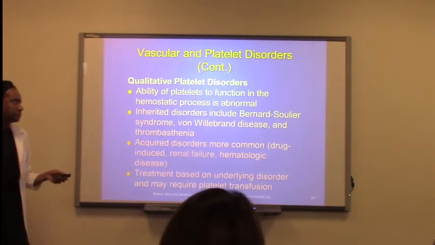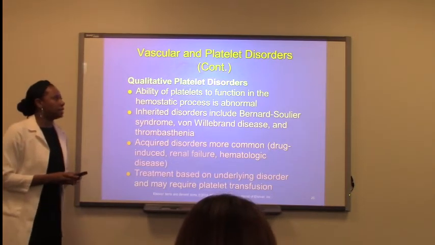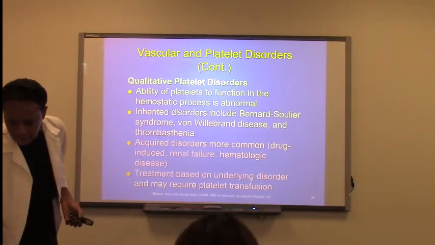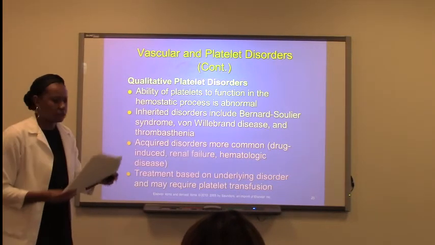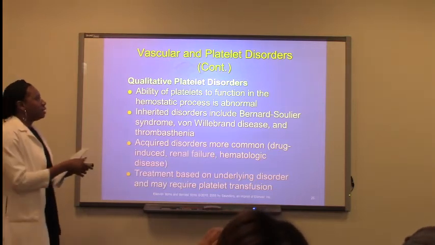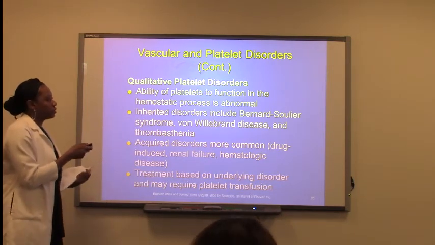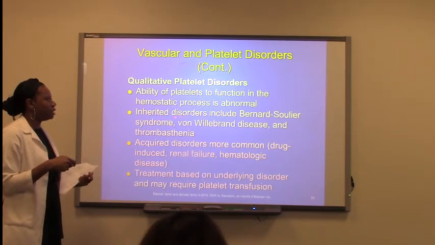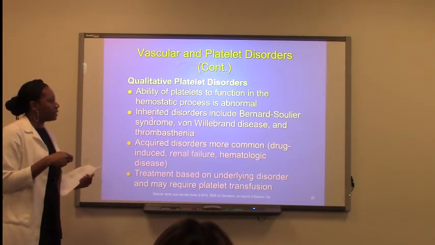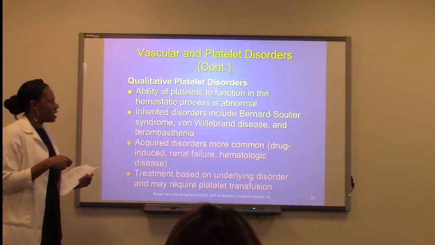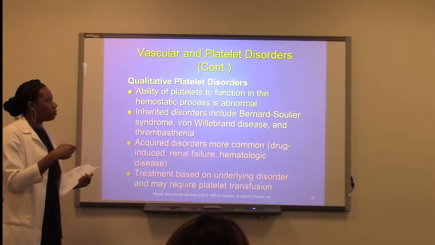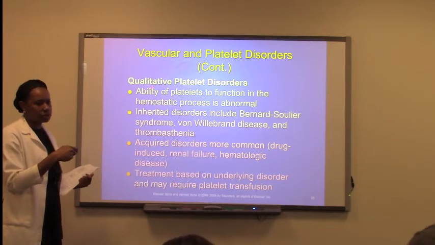Okay. Now, qualitative platelet disorders. Okay, this one's a little tricky. We kind of have it grouped together. Now, with qualitative platelet disorders, this one's a little strange. But in any event, they do break it down into what is called inherited and acquired. So these all fall under the category of qualitative platelet disorders, okay?